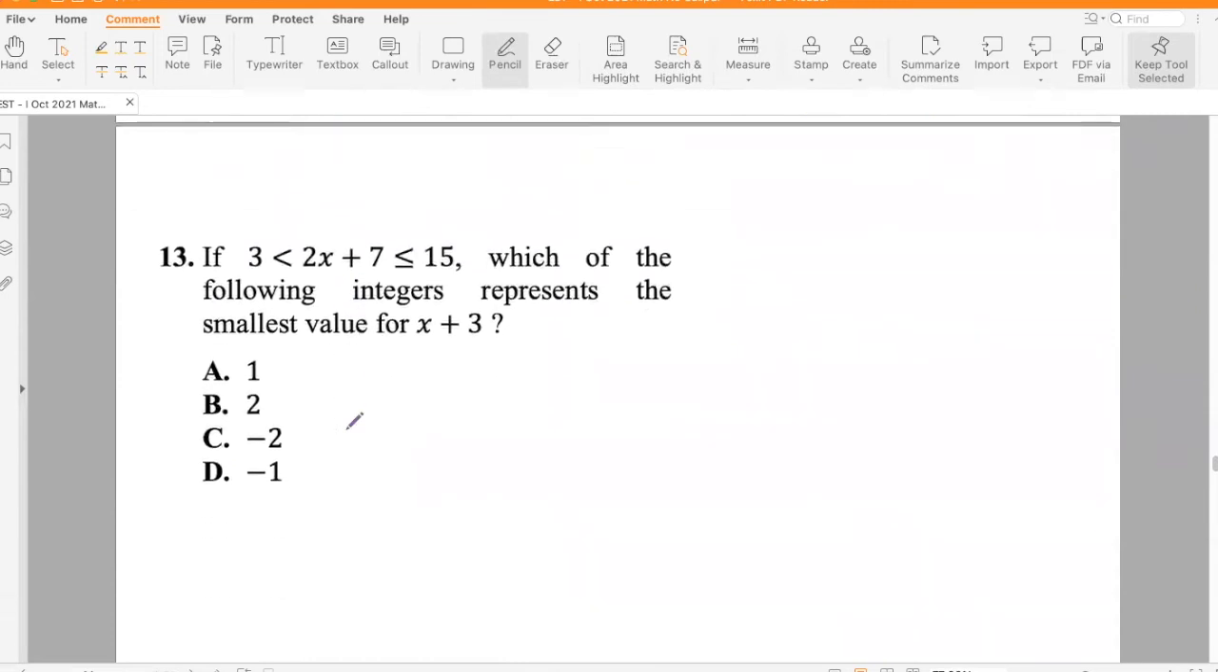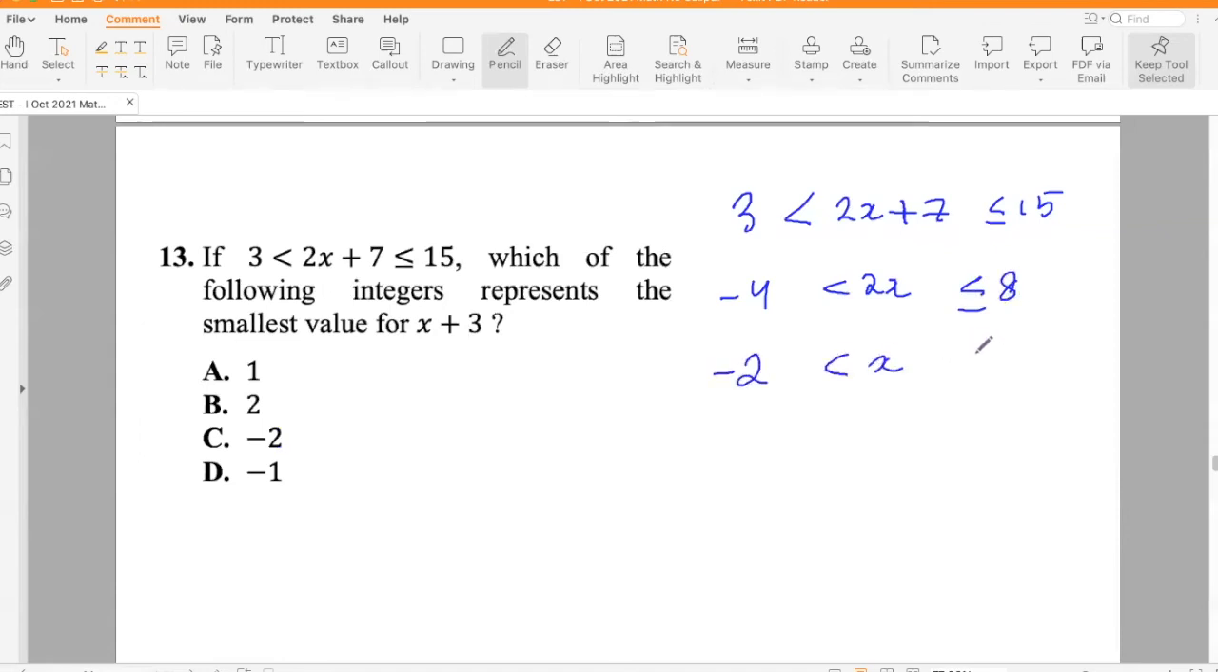If 3 is less than 2x plus 7 is less than or equal to 15, which of the following integers represents the smallest value for x plus 3? Okay, so 3 less than 2x plus 7, which is less than or equal to 15. So I subtract 7. So I'll get minus 4 less than 2x is less than or equal to 8. So minus 2 less than x less than or equal to 4.